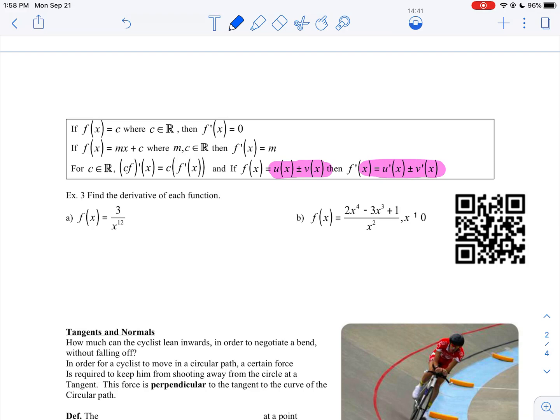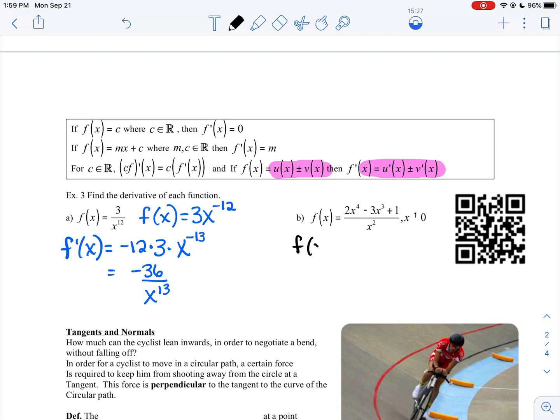All right, so let's look at example 3. If f of x equals 3 over x to the 11, so the very first thing you have to do is rewrite this so that it is in the power rule form. So you're going to rewrite this as f of x equals 3 times x to the negative 12 power. So the derivative is you bring down the power. So it's negative 12 times 3. And then if you decrease the power by 1, that's not negative 11. That's actually negative 13. So this is negative 36 over x to the 13th. Only negative exponents move down.